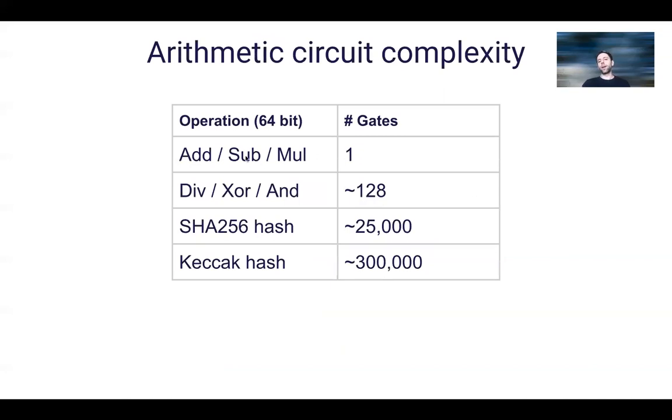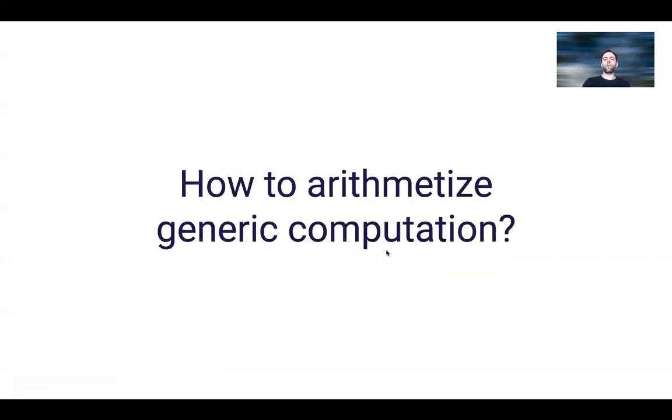So simple arithmetic operations are very cheap. You can do them with one gate. Logical operations will take more gates. Hashes, such as SHA-256 or even Keccak, will take a lot more of those gates. But that would be doable. The problem we have, or the challenge we have, is how to make it generic. Why is this a challenge?